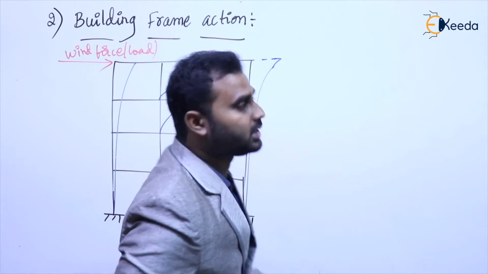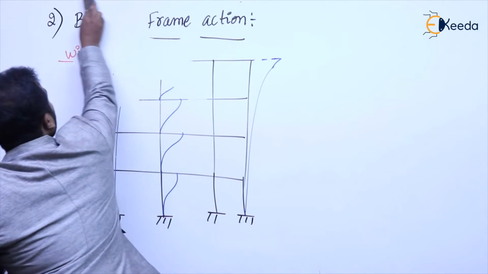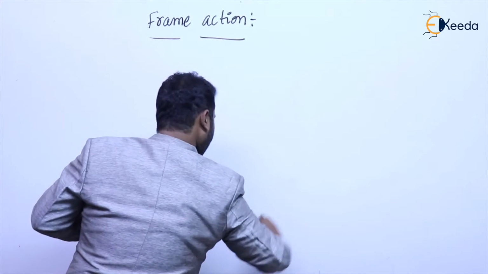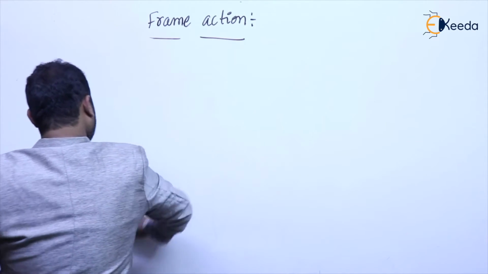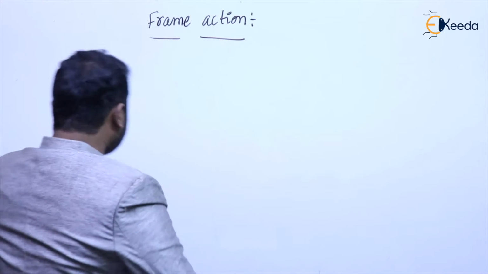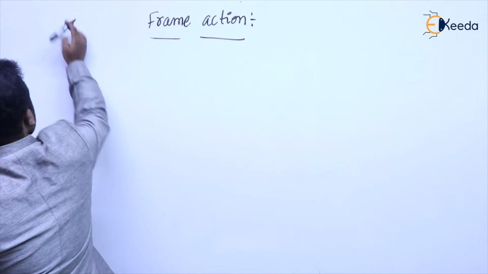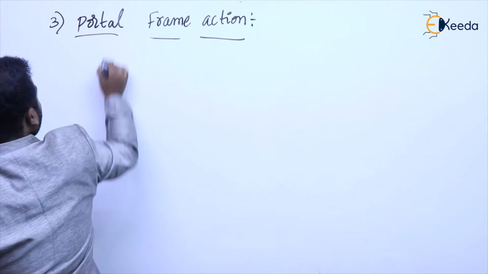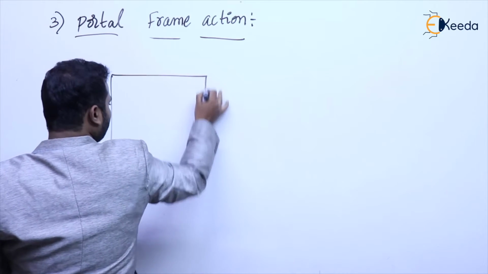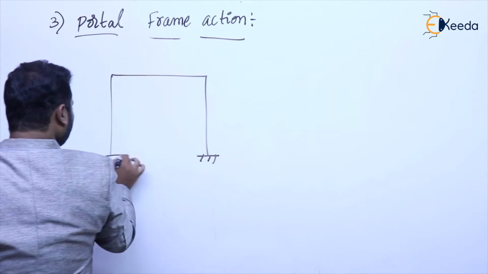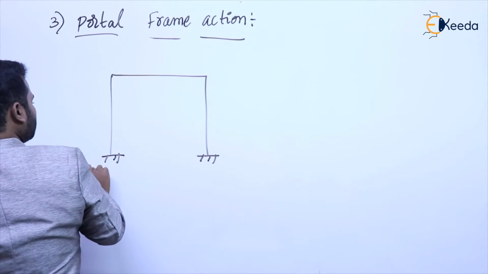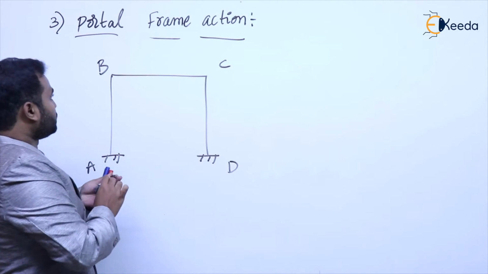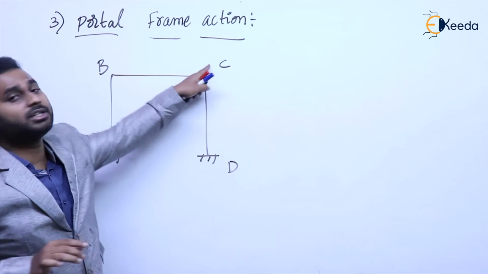Now let us see the third reason, that is portal frame action. Let us consider one simple portal frame. So this is the portal frame. Now in this portal frame there exist rigid joints A, B, C, D. Is that clear? So here B and C are rigid joints.